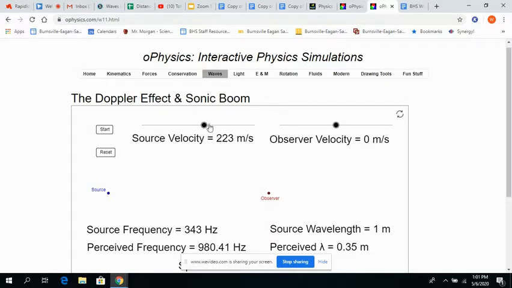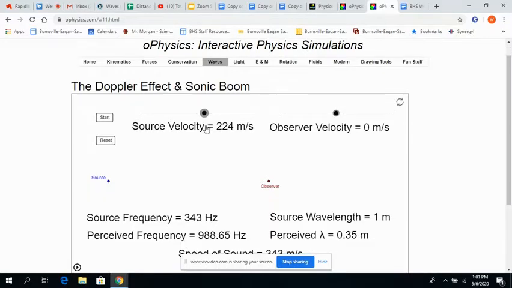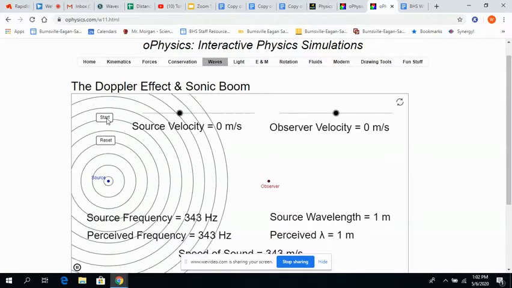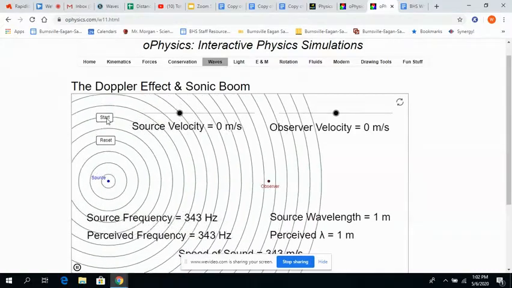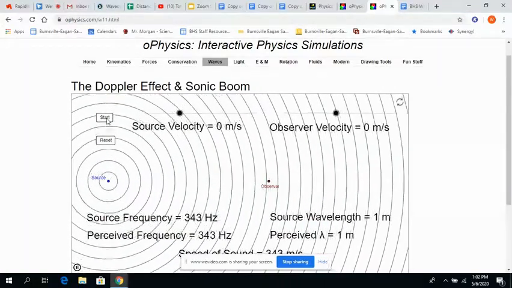All right, now what does it look like? Well, first of all, I'm going to show you what it looks like when there is no relative motion. So in other words, when both the source and the observer are not moving, and I'm going to hit start, and you'll see the source is emitting sound waves, and the sound waves are going out in all directions.